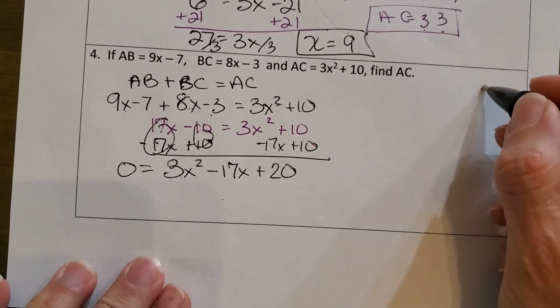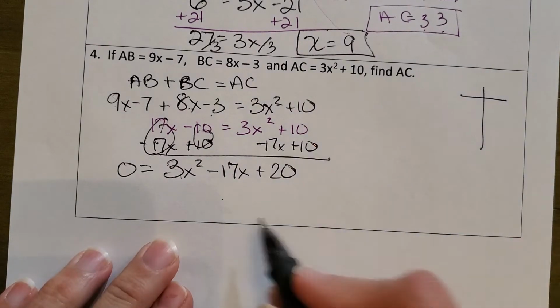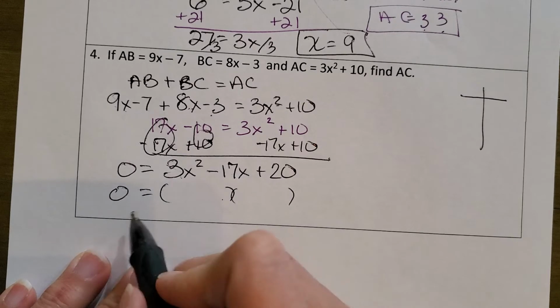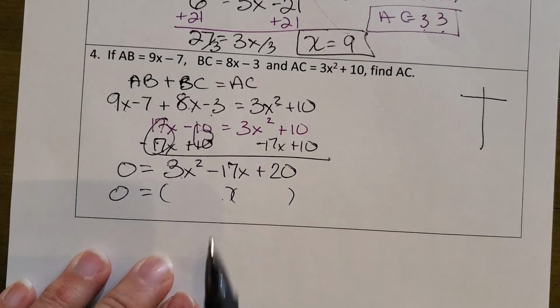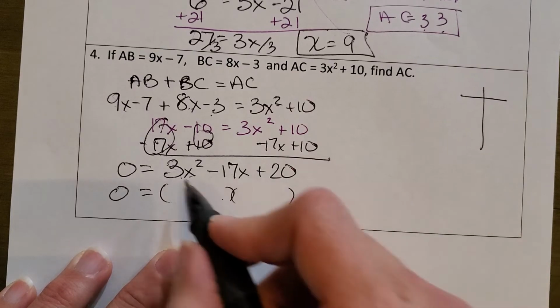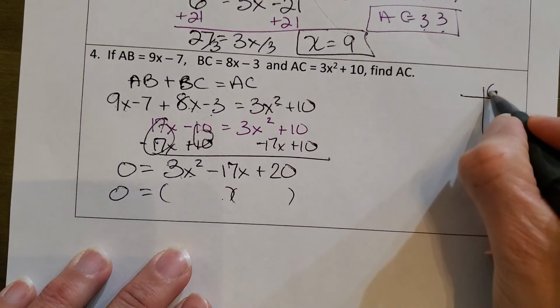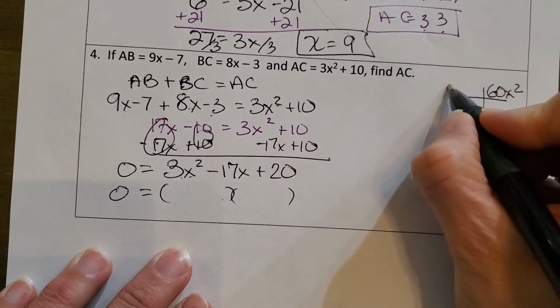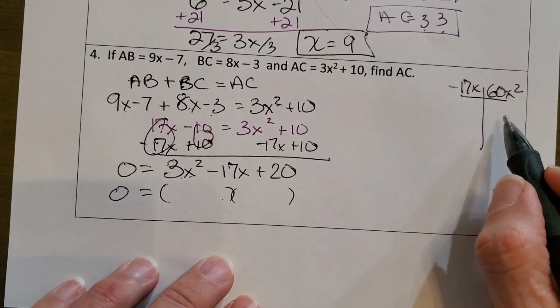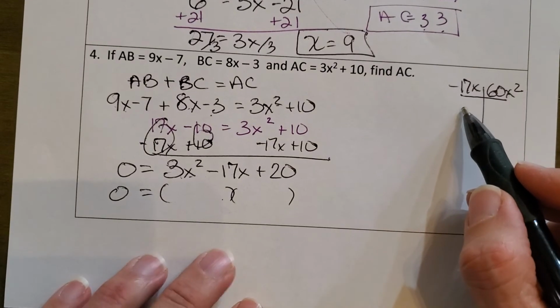So if you remember, we're going to use our box method to factor this. We are going to get two binomials that multiply together to get 3x squared minus 17x plus 20. But before we do that, we're going to multiply our a times c, which is 60x squared. And what we need to do is find two factors of 60x squared that add up to negative 17.